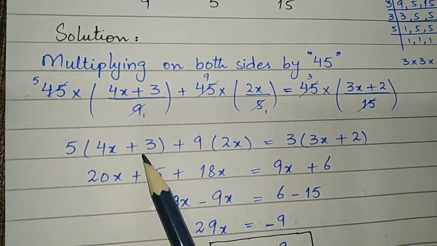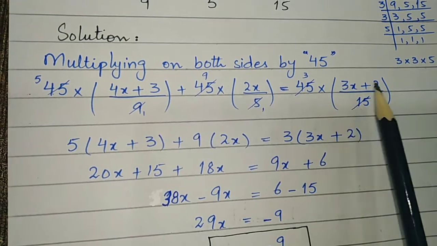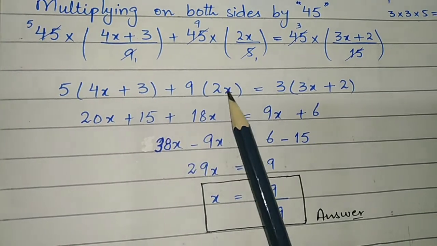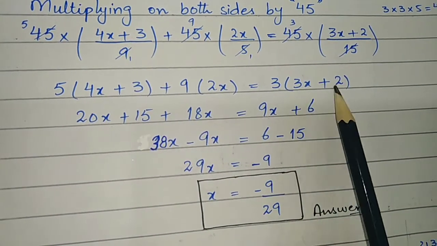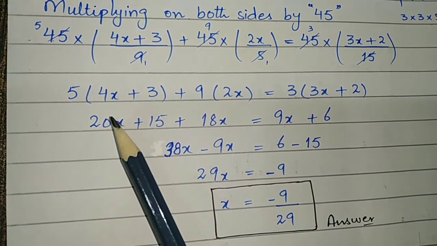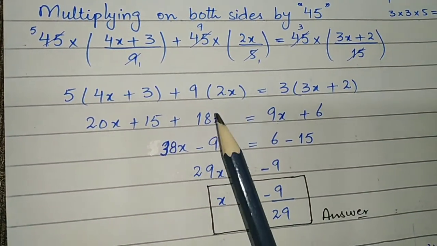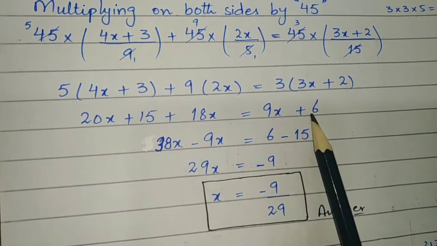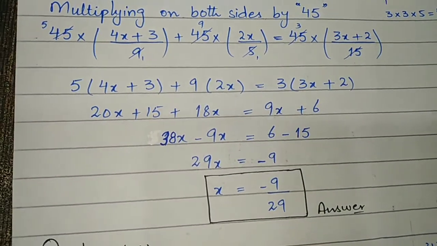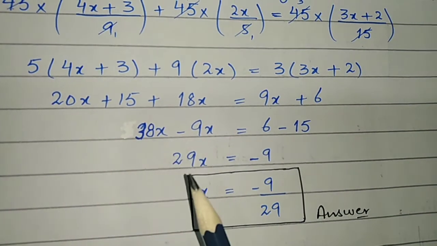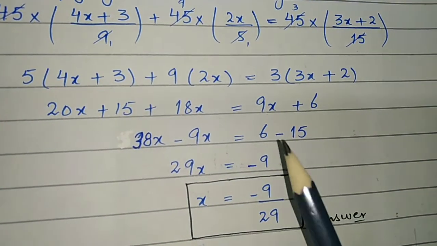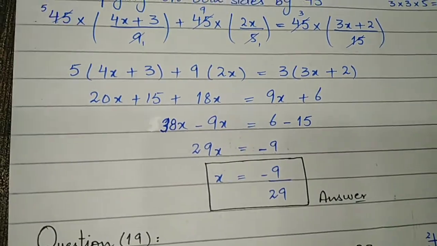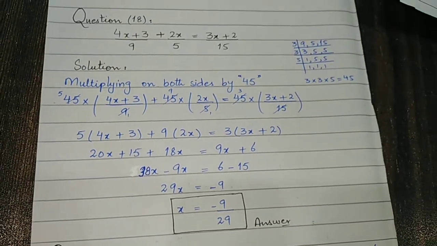Now 5 times (4x plus 3) plus 9 times 2x equals 3 times (3x plus 2). Now 5 4s are 20x plus 5 3s are 15 plus 9 2s are 18x equals 3 3s are 9x plus 3 2s are 6. So you have to add the like terms, that is 20x plus 18x, which equals 38x. This positive 9x will become negative 9x on the left hand side, equals 6. Positive 15 will become negative 15. Now 38 minus 9 gives 29x equals 6 minus 15, that is negative 9. So 29 is multiplying with x, so it will be divided on the right hand side. So x is equal to minus 9 over 29. That's the solution set of the given equation.